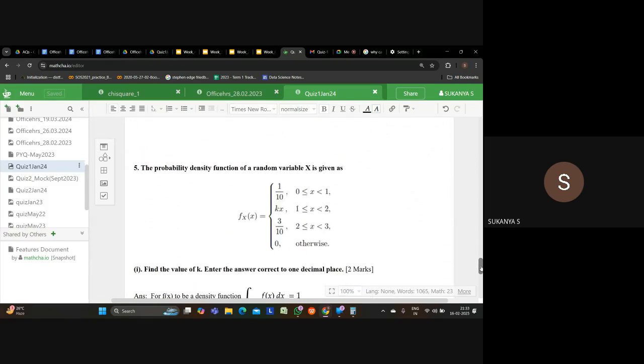Okay, so this is a continuous random variable. We are given the density function. It's a PDF. In 0 to 1, the probability is 1 by 10. In 1 to 2, the probability is kx. And in 2 to 3, the probability is 3 by 10. We need to find the value of k. How do we find k?